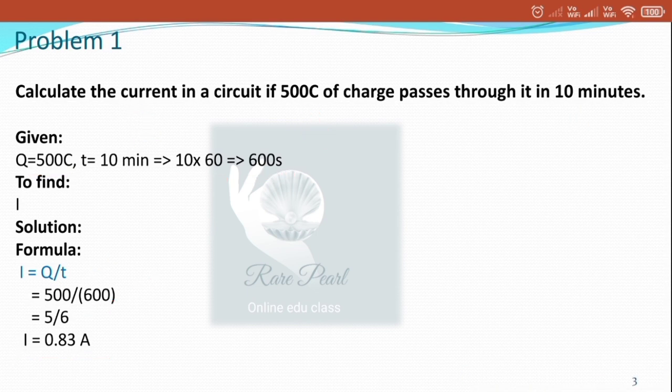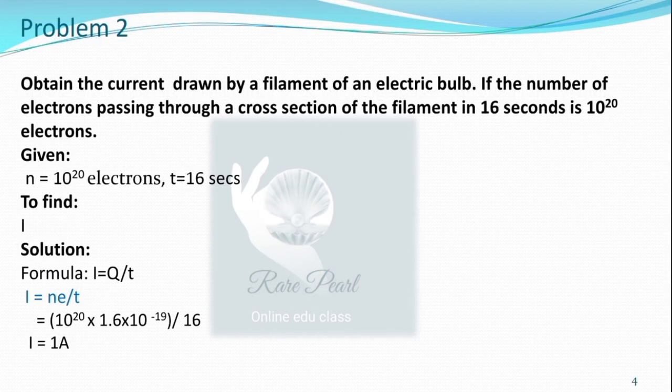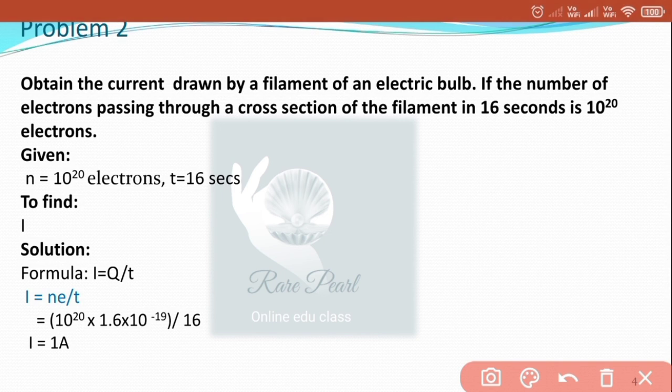We'll move on to the next problem. Obtain the current drawn by a filament of an electric bulb if the number of electrons passing through a cross section of the filament in 16 seconds is 10 raised to 20 electrons. So here the given data are time, 16 seconds, and number of electrons is 10 raised to 20. We need to find current I.